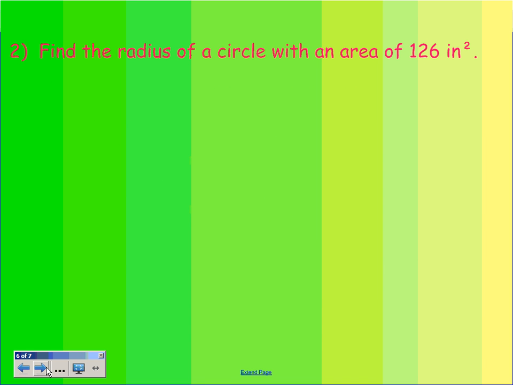All right, find the radius of a circle with an area of 126 inches squared. So once again, I'm just going to get my bearings, draw a circle, right? And it tells us that the area, we're trying to find the radius, right? That's what's in question here. And that the area is 126 inches squared. So the first thing I have to do is remember the formula for area. Area is equal to pi r squared. That's the formula for area.